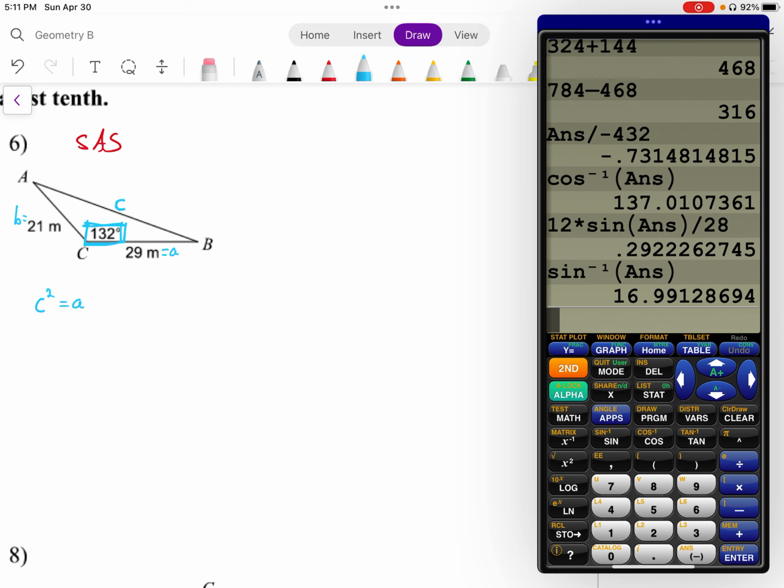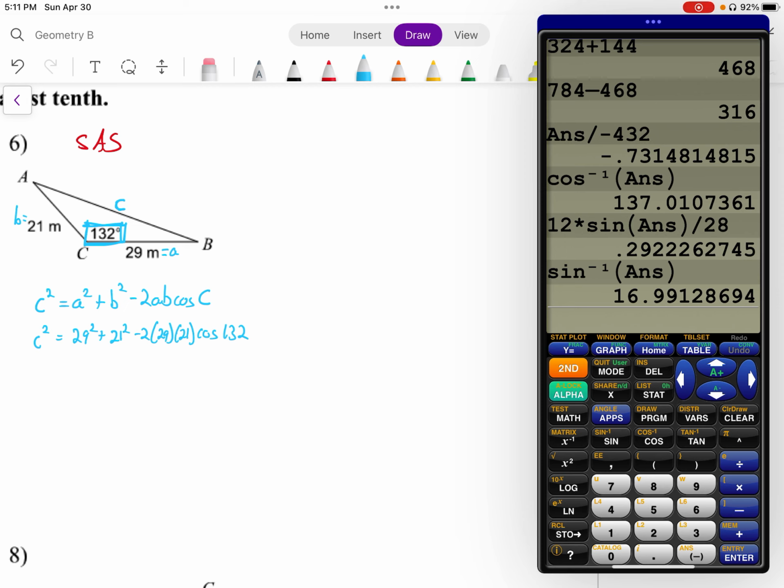So C squared equals A squared plus B squared minus 2AB cosine of C. That's the formula we're using. We will now plug in. So C squared equals A squared, which is 29 squared, plus B squared. Oops, I almost wrote B. Plus 21 squared minus 2 times 29 times 21 times the cosine of 132.